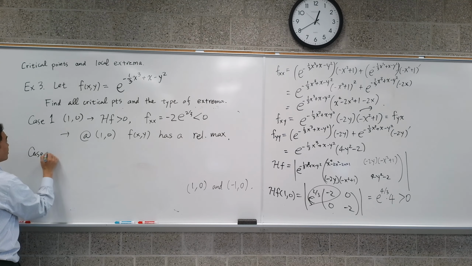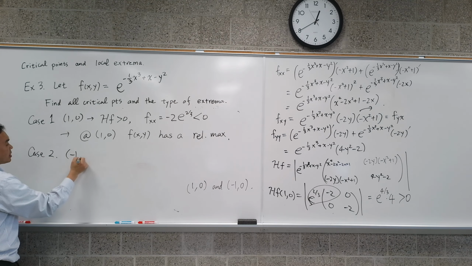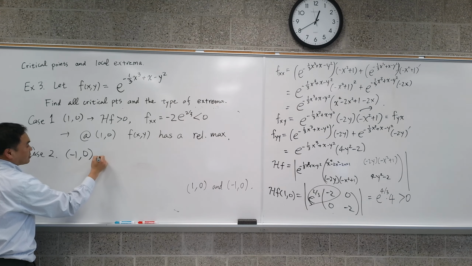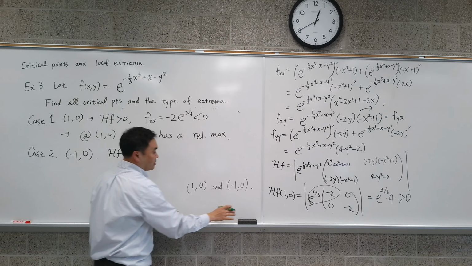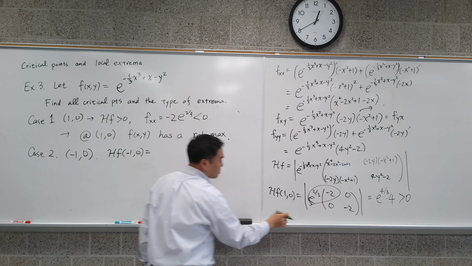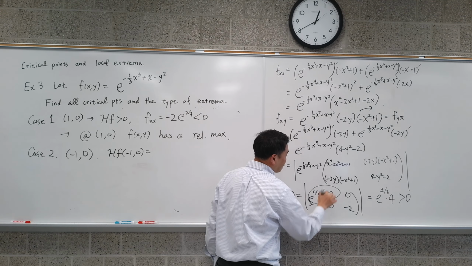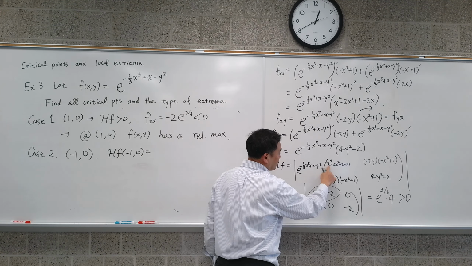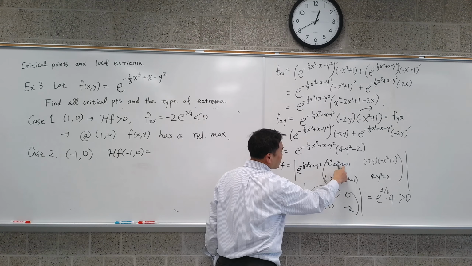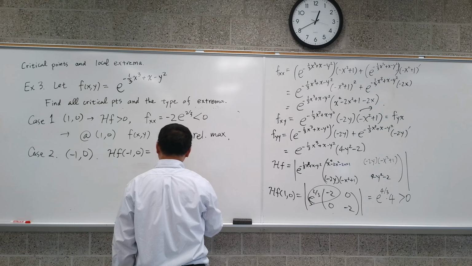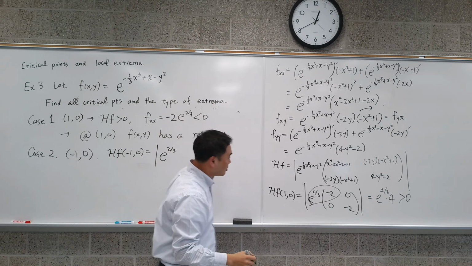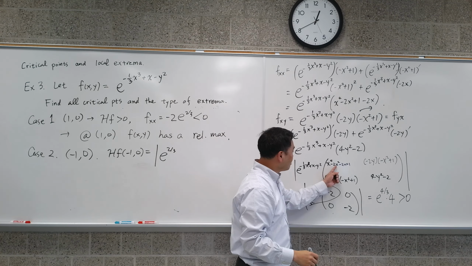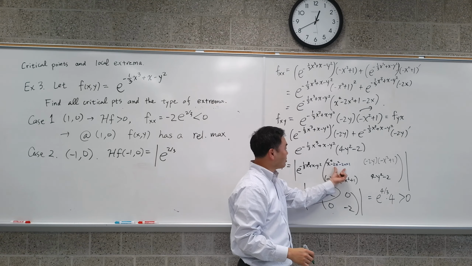Case 2, if you do negative 1, 0, then the Hessian of f at negative 1, 0, again, plugging in y equals to 0 will make these the same, but if you plug in negative 1 here, you get 1 minus 2 plus 2 minus 1. So you end up with, let's see, 1 minus 2 plus 2. Minus 2 and plus 2 is going to cancel, and you get 2.